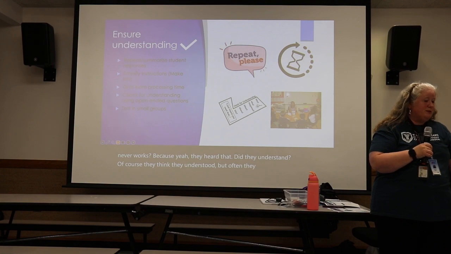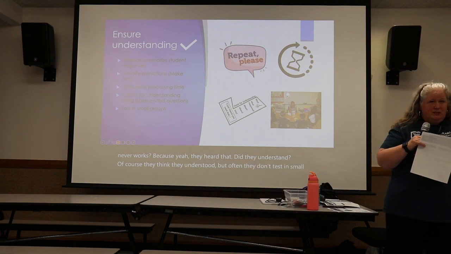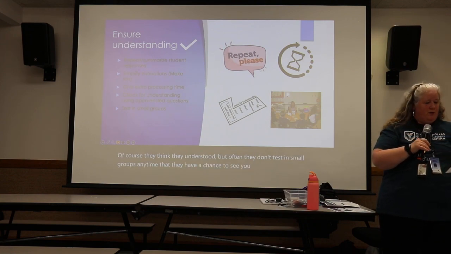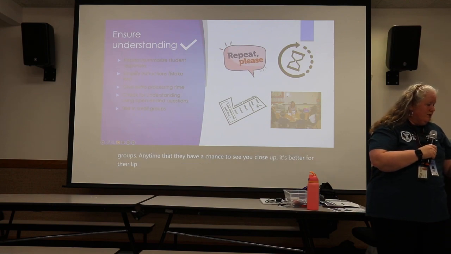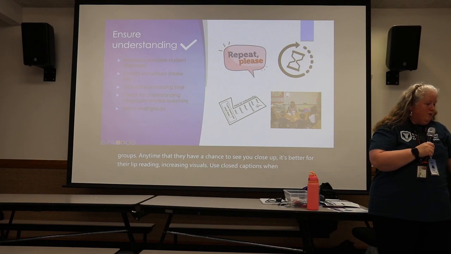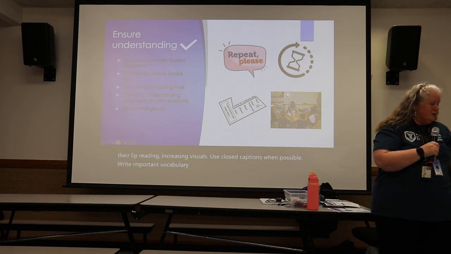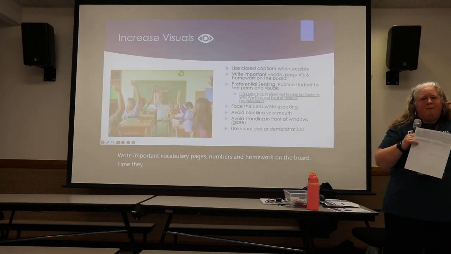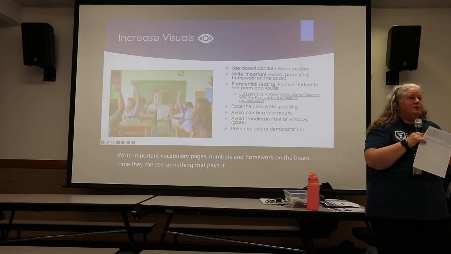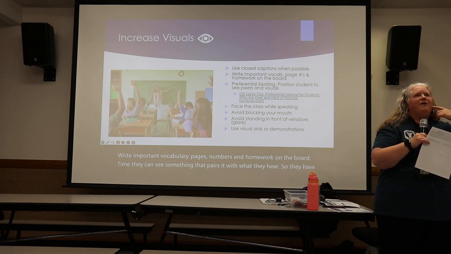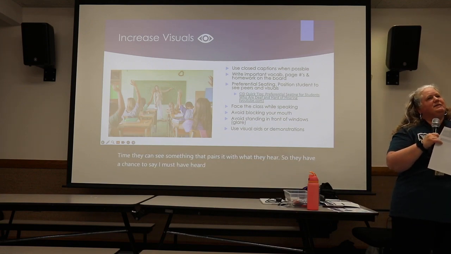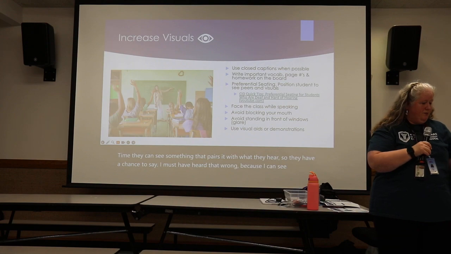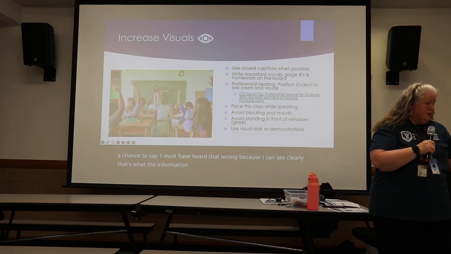Test in small groups. Anytime that they have a chance to see you close up, it's better for their lip reading. Increasing visuals, use closed captions when possible. Write important vocabulary, pages, numbers, and homework on the board. Anytime they can see something, that pairs it with what they hear. So they have a chance to say, oh, I must have heard that wrong because I can see clearly that's what the information is.